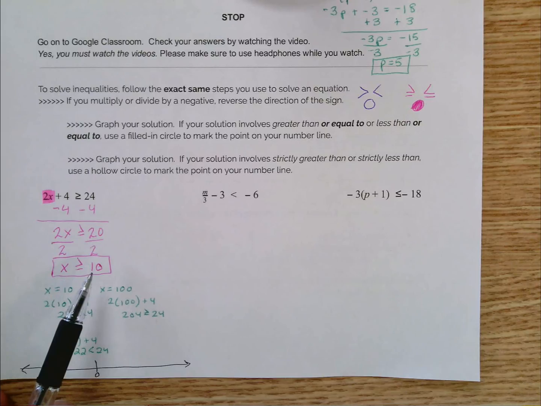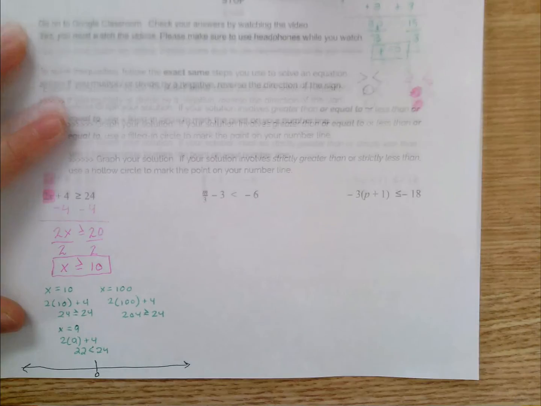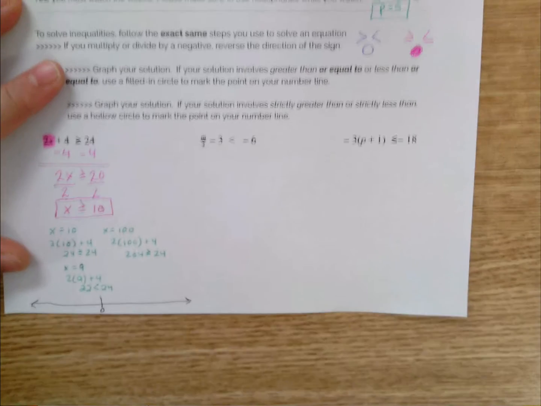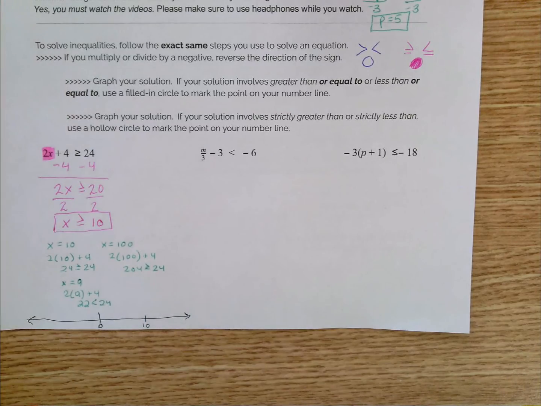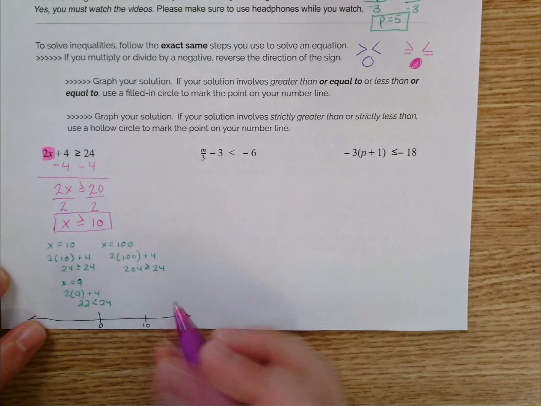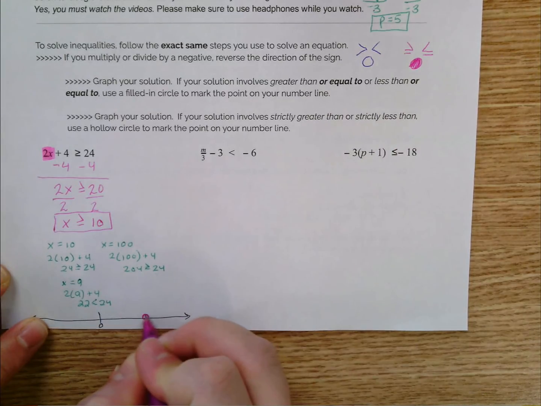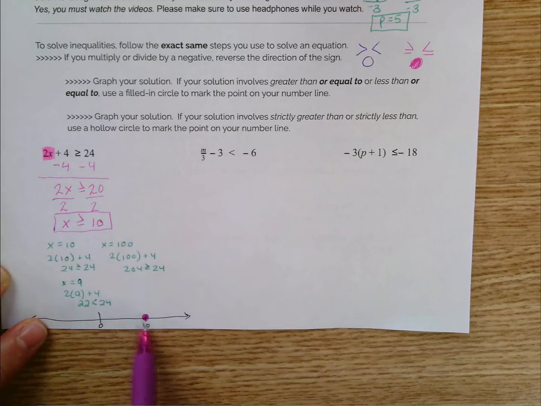I'm going to call this our critical value. It's the most important number in this situation. So all I need is 0 and my critical value, which in this case is 10, because I said x is greater than or equal to 10. When I graph this, I was using a greater than or equal to sign, so I'm going to use a filled in circle at 10. I want all the numbers where x is bigger than 10, including 10.